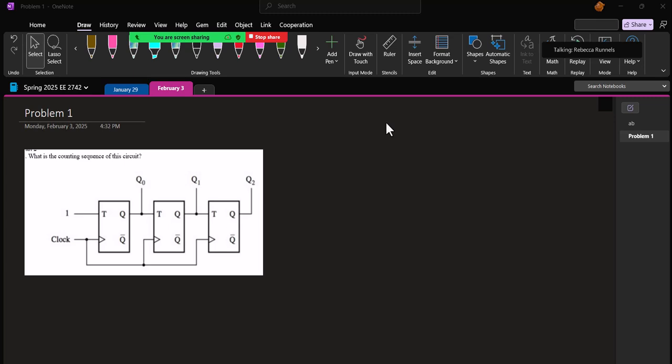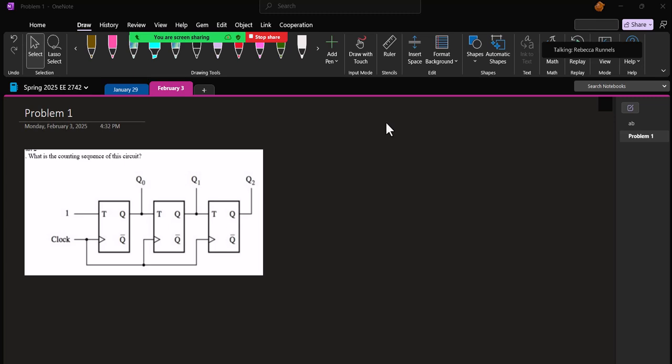At your homework, you have a circuit very similar to this. It's not identical, but it's very similar. So when you get to your homework, you'll have an idea as to what's going on. So what is the counting sequence of this circuit?